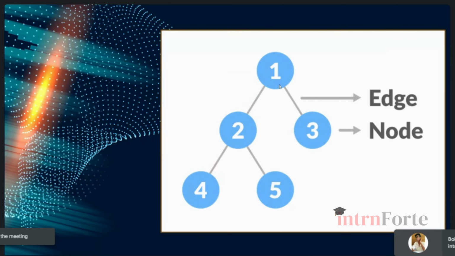Then it's a tree. This particular example that you see here is a binary tree, meaning every single node has at most two children. There's a maximum of two children for each node. So that is basically a tree. You might already be familiar with it.